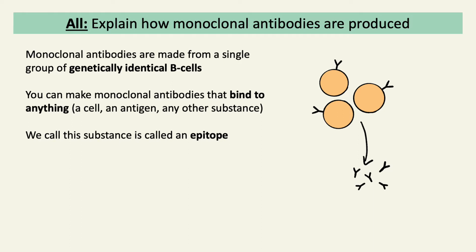The first learning objective is to explain how monoclonal antibodies are produced. In basic terms, monoclonal antibodies are produced from a single group of genetically identical B cells. Monoclonal antibodies can be made that bind to any substance. This could include cells or antigens, among many other substances. We call this substance an epitope.